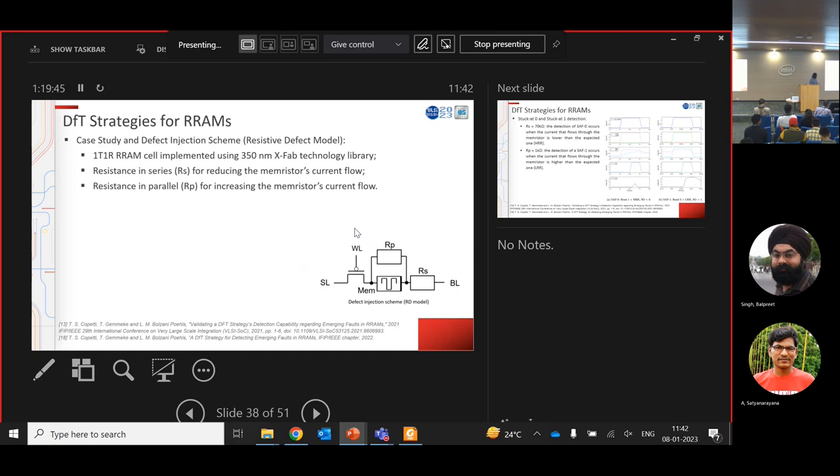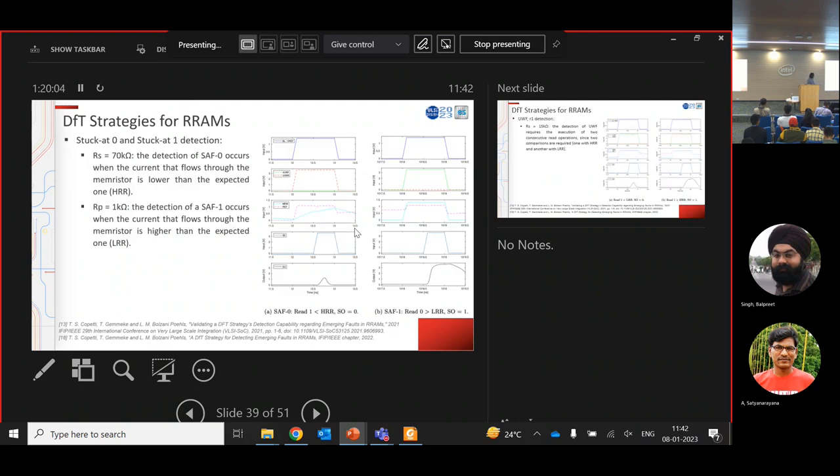We have this case study, okay, that was a 1T1R cell. We implemented the use of this technology and the model that you have for main research at Aachen. And we injected the defects in series or in parallel with the cell, okay, and in that way, we were able to show that depending on the defect size, on the size of the resistor, you can model, we can induce, for example, a stuck-at fault.